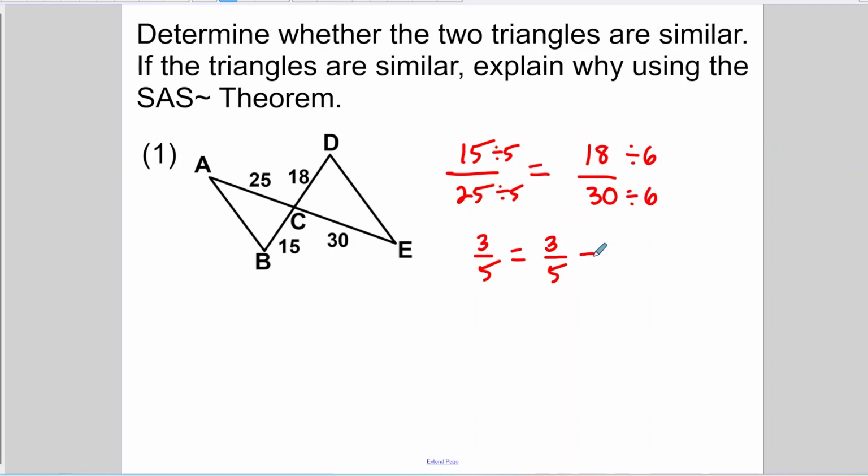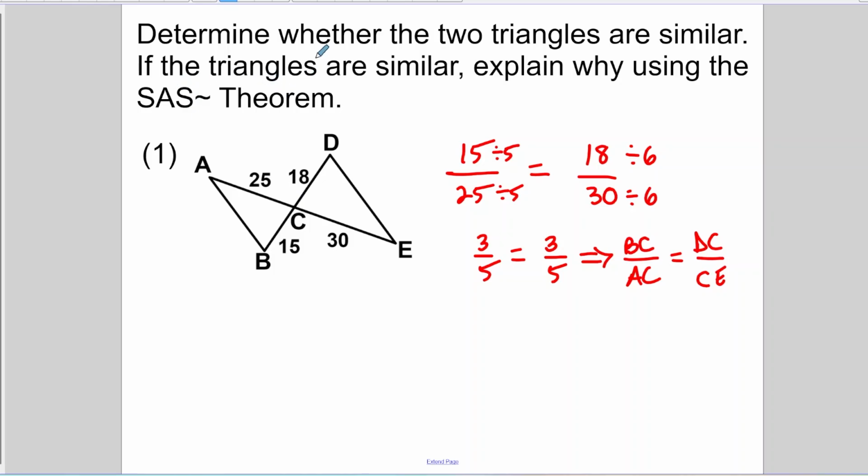Now, I could state this more formally. I could say that this shows that 15 was corresponding to side BC. So I could say BC over AC, which was 25, is equal to DC over, and I could say over here, CE. Okay, so this tells me that the two pairs of sides are in proportion.